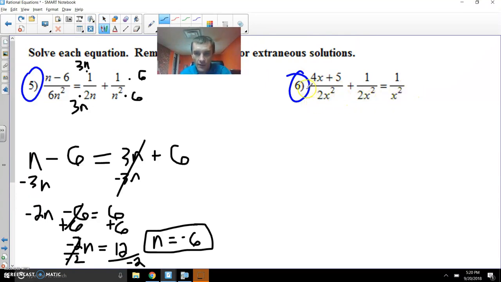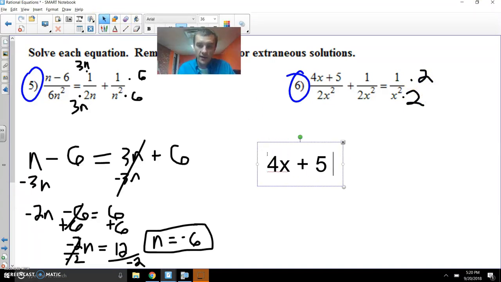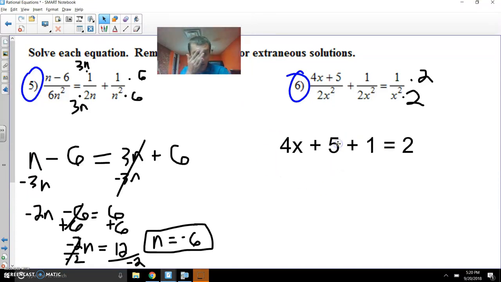2x squared, all these have x squared, but this one needs a 2. So let's multiply top and bottom by 2, and you should get 4x plus 5 plus 1 equals 2, and then that's the smaller equation that you're solving, because once you get the denominators all to be the same, you don't need them anymore.